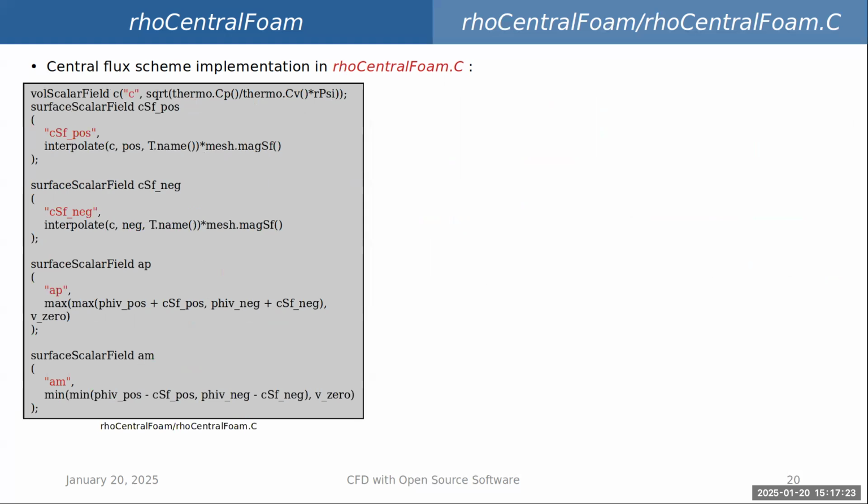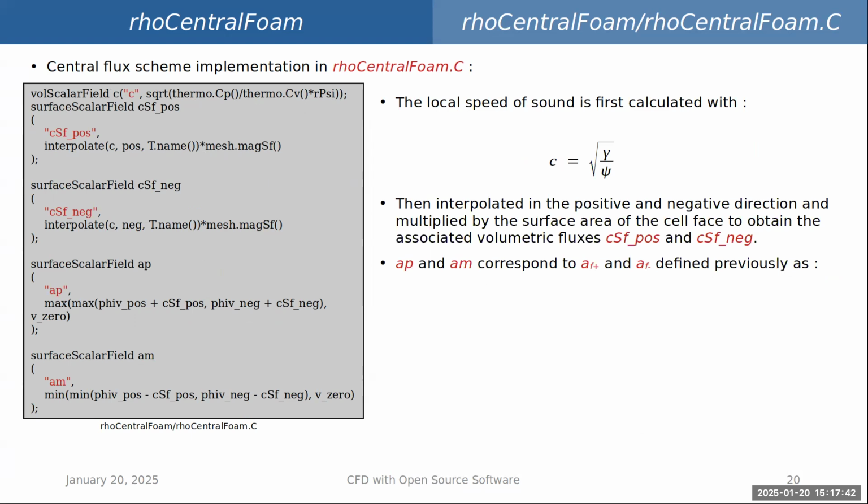Following that, we compute the local speed of sound, which is calculated using this formula, with gamma being the ratio of heat capacity at constant pressure and volume. It is also then interpolated in both directions and multiplied by the surface area of the cell faces to obtain the associated volumetric fluxes. Then we have aphiv_pos and aphiv_neg, which correspond to the a plus and a minus that I defined previously as those two values. So that's what is basically done in the script on the left.